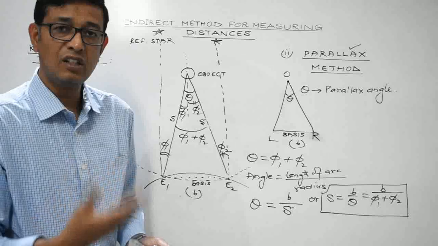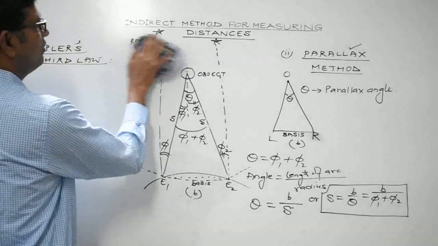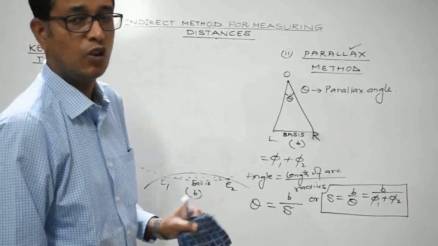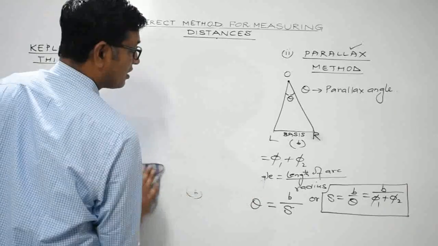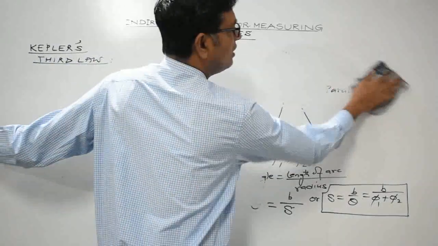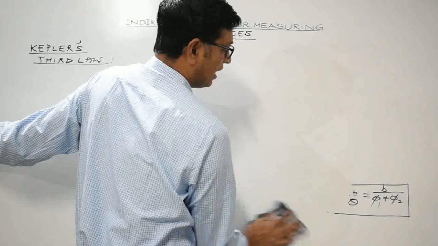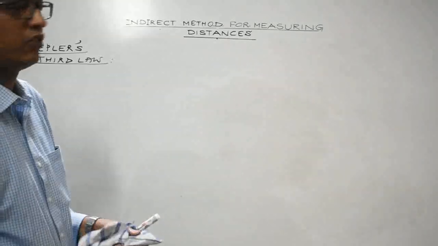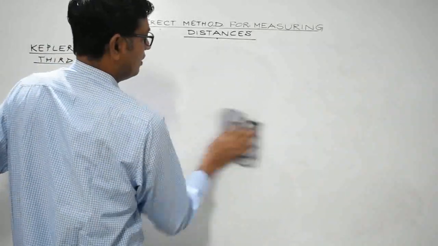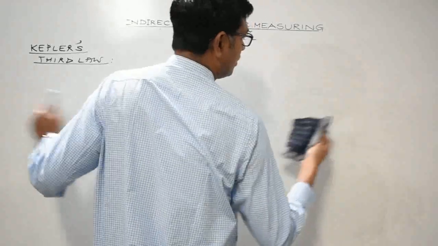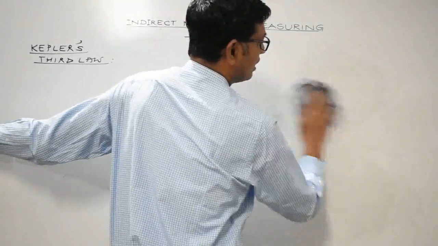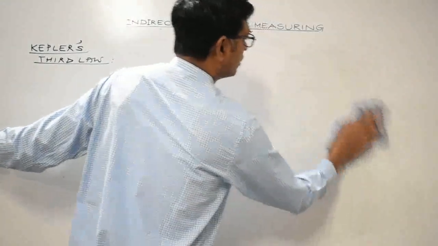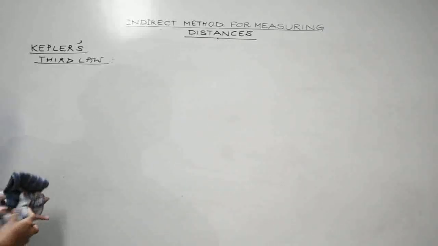So by considering third law also, we can easily find out the distance of an astronomical object revolving around the sun by knowing its time period. Time period means the time taken by the astronomical body to complete one revolution around the sun. That will be the time period. So, let's first discuss the statement of Kepler's third law, and thereafter we can easily get the mathematical expression and use it. Okay, now look.